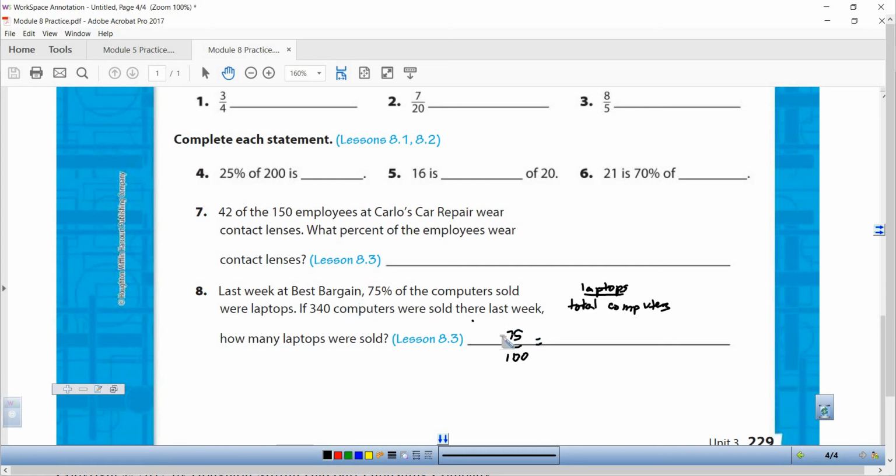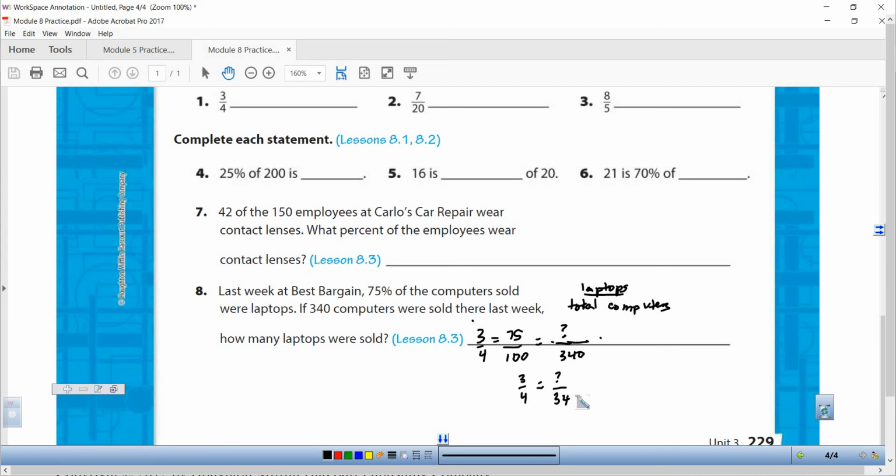It says 340 computers were sold. Well, that's the total, right? That's the whole. 340 goes there. And then the question is, what would go on the top? Now again, 75 over 100, I hope you know that that's going to simplify to 3/4, right? So I know 3 out of 4 of those computers were laptops.